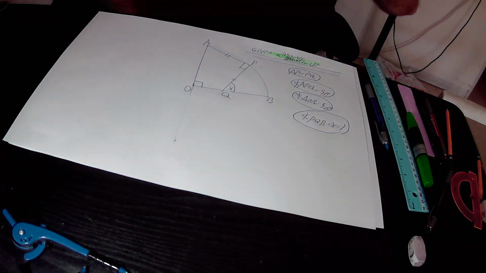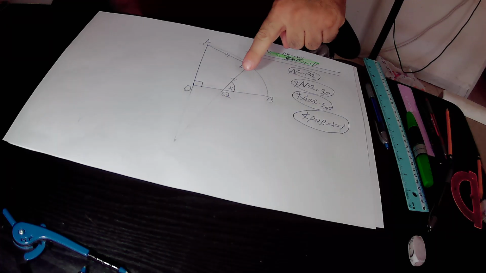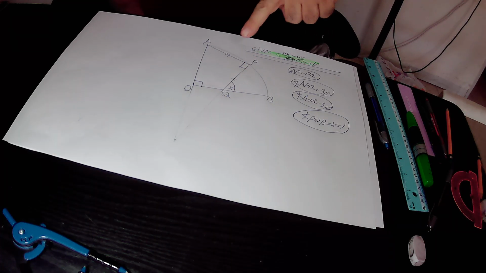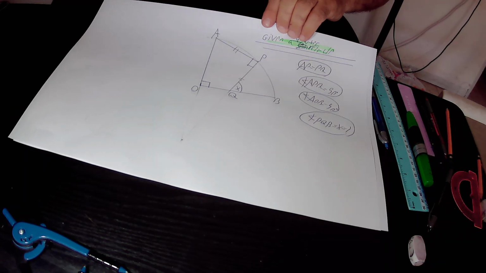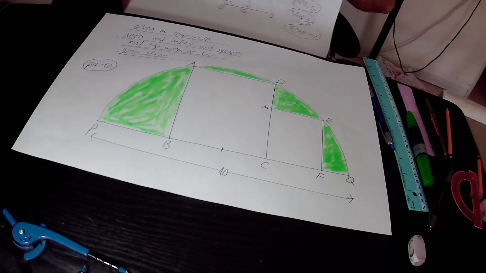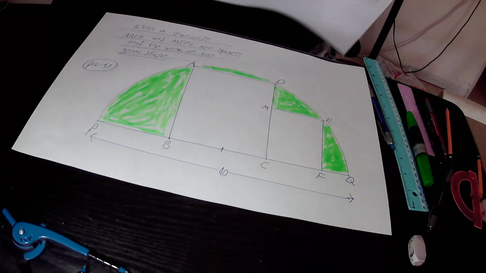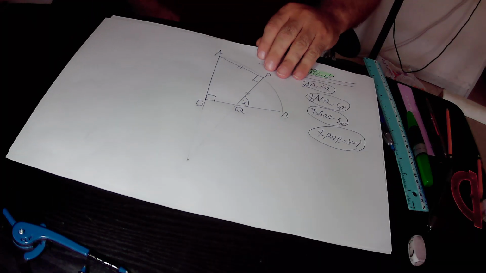And now in this lecture we'll answer two questions. In the first question we find out the size of this angle x, or angle PQB is equal to x. In the second question we find out the area of this green shape. So we start with the first question.